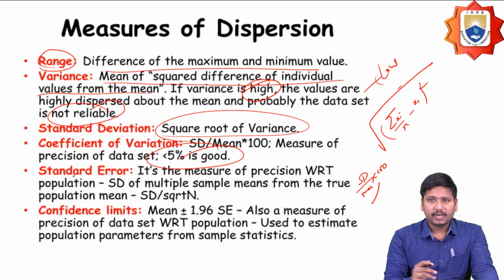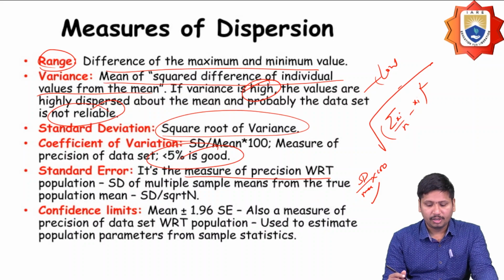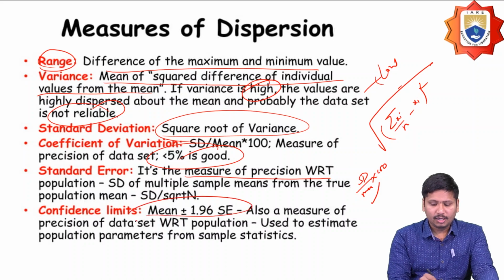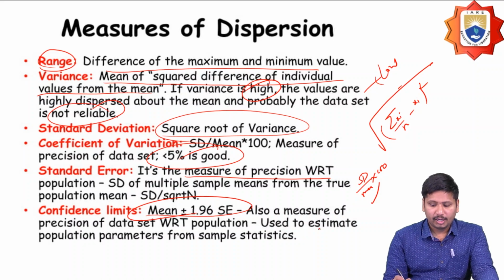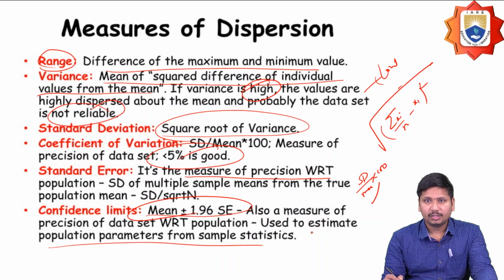Now the next one, the standard error. Standard error is the measure of how far the sample mean is from the true population mean. That is the standard deviation divided by the square root of n. Then the confidence limit is the mean plus or minus 1.96. It is also a measure of precision of the data, and it is used to estimate the population parameter from the sample statistics. These are some of the measures of dispersion that I can consider here.